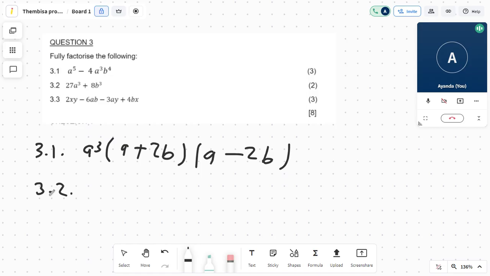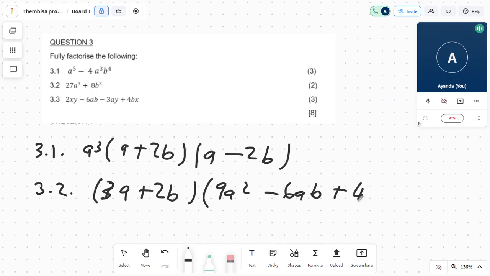3.2, we have 27a cubed plus 8b cubed. We'd have two brackets. With our first bracket, we'd have 3a plus 2b. And in our second bracket, we'd have 9a squared minus 6ab plus 4b squared.